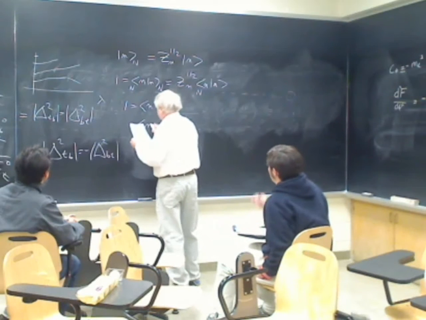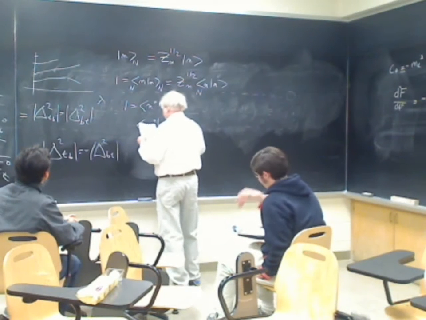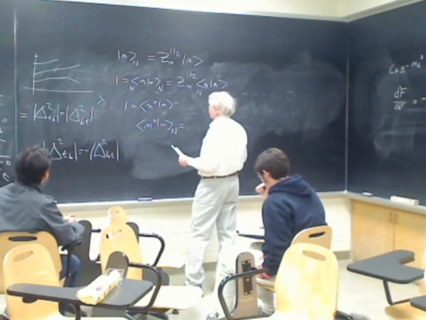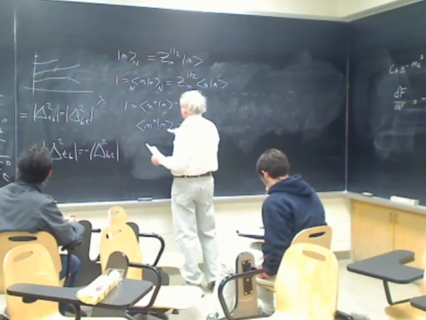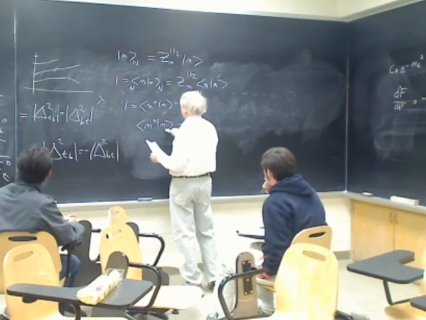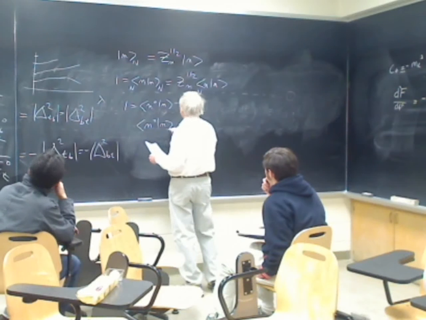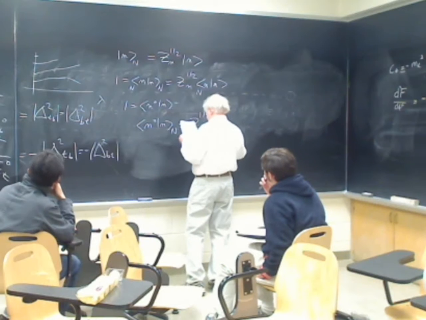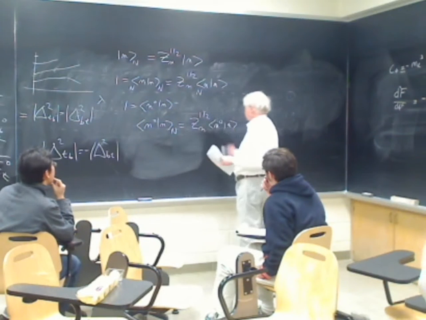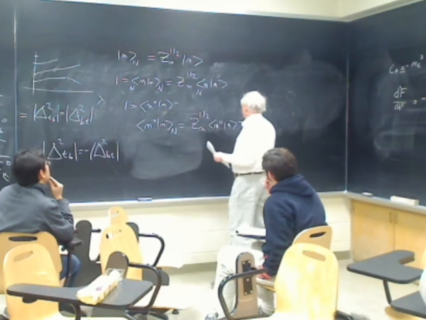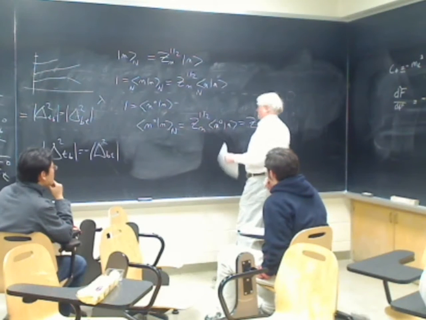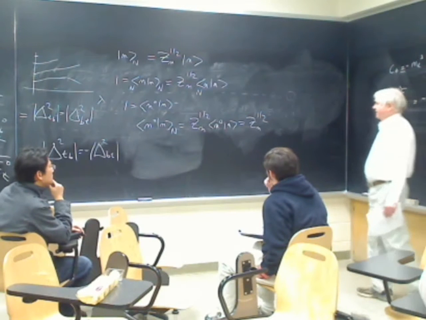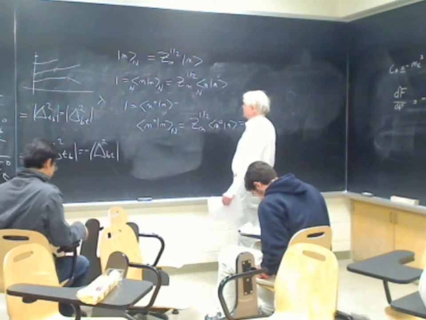So what is n0 with the normalized state? Well, n0 with the normalized state is Z sub n to the 1 half times n0 with the unnormalized state. On the other hand, that is itself equal to 1, so this is just Z sub n to the 1 half. So the way we've set things up, n0 with the normalized state is Z to the 1 half.